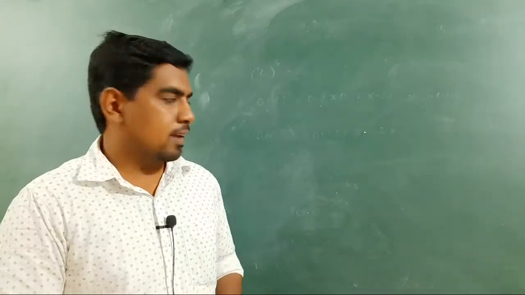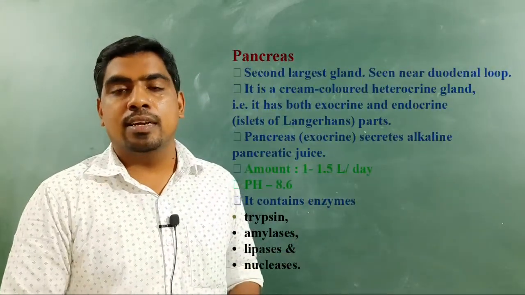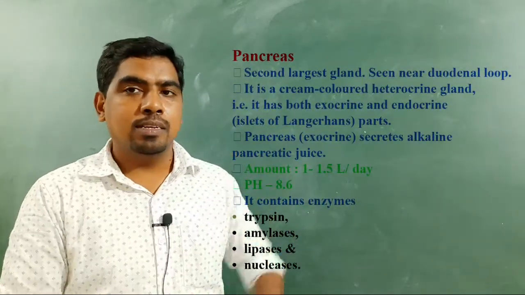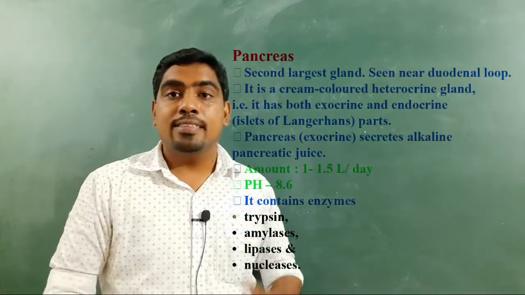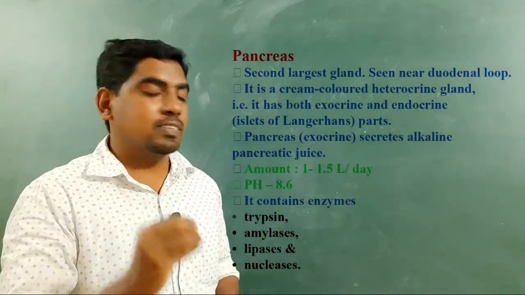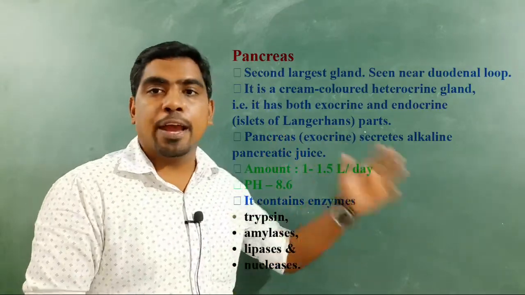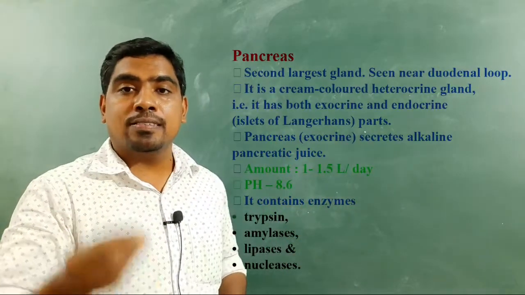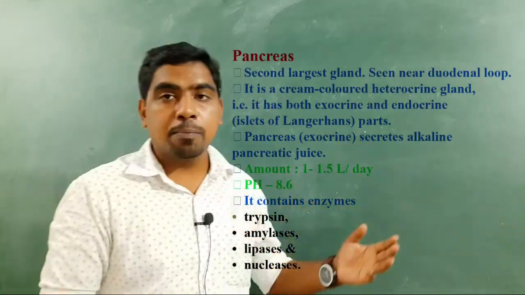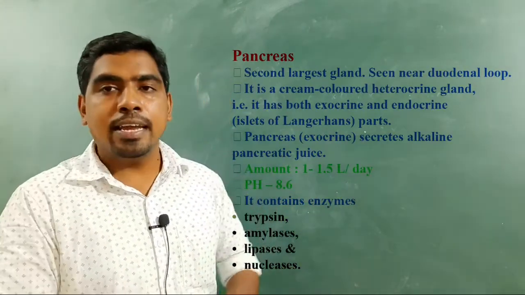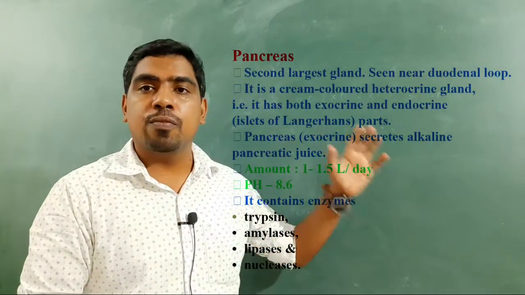Next gland is pancreas. It is the second largest gland. It is seen in the duodenal loop. It is a heterocrine gland, that means it has both an exocrine part and an endocrine part. The exocrine part secretes enzymes and the endocrine part secretes hormones. That area is called islets of Langerhans.